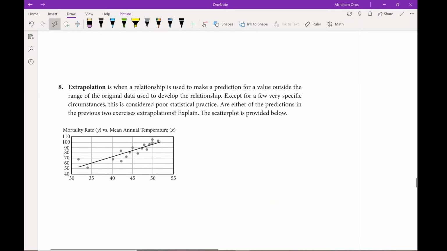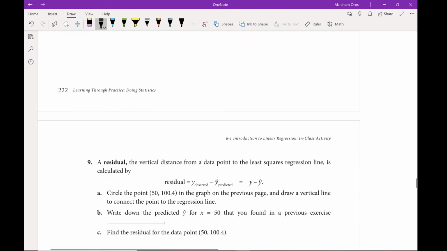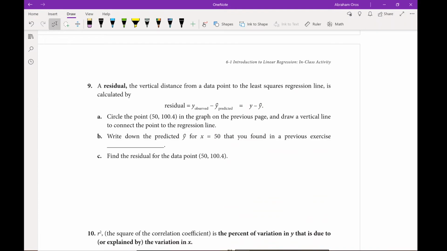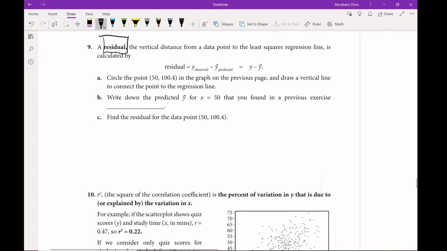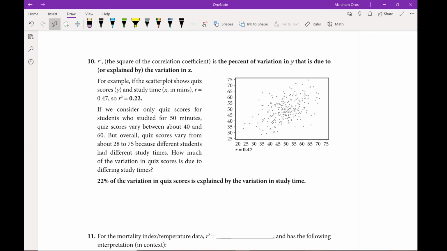Certainly send me questions. You have the solutions already. Pay attention to extrapolation. Number 8. What does that mean for these problems? Why do we care about it? Understand the definition of residual. That's important. And then finally, number 10 is a really important one for, I know this comes on the exam, and even on the final exam, but a lot of times we'll ask you, well, what does r squared mean in the context of this problem? And you will have to give this information.